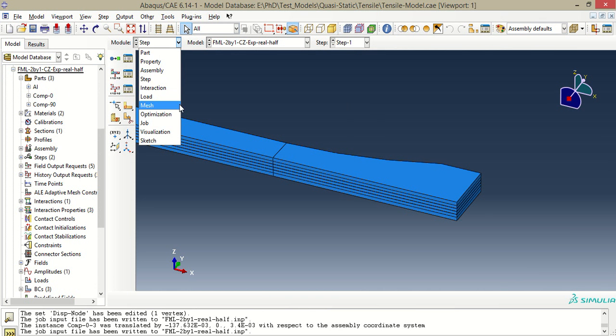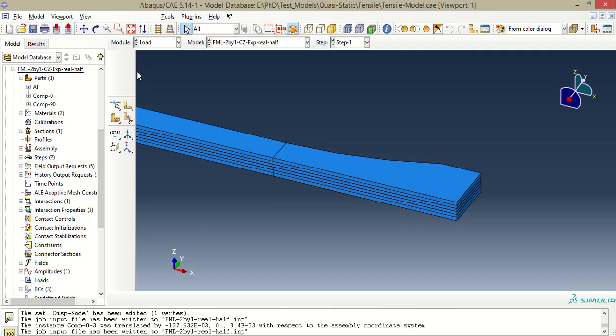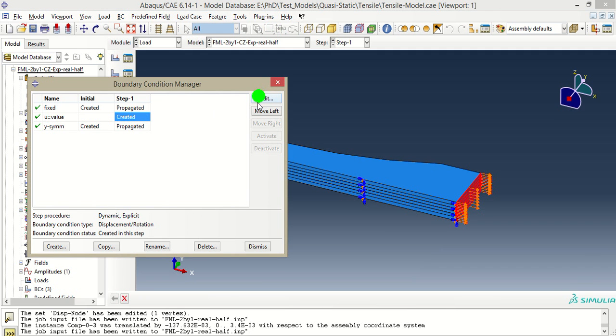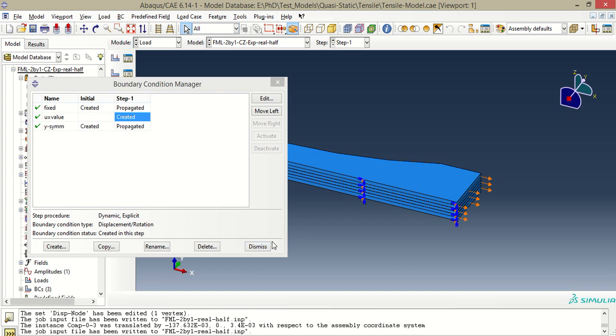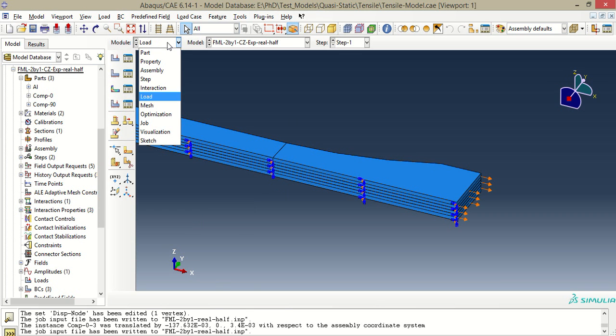Your maximum amplitude will be this 6 mm of displacement. I'm saying this as 6 because I've used meters, so I have to multiply it by 10 to the power -3. So in that way this amplitude is generated. Okay, so this module is complete.